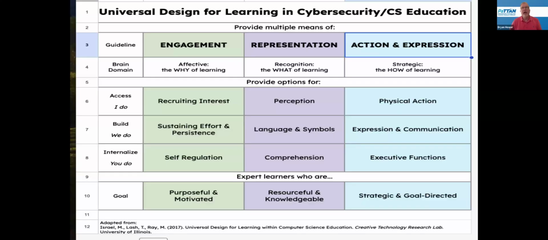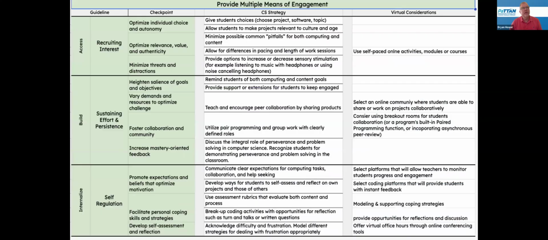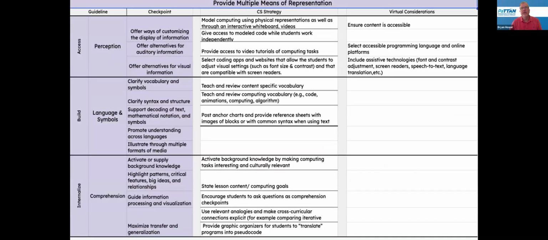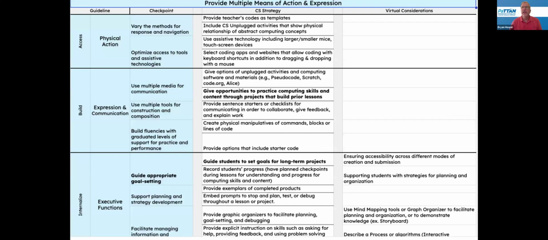So here we have a chart that I have in the resources that we adapted from the University of Illinois. We made it for CS, but I also think it ties into our cybersecurity education. We took this universal design and broke it up and gave ideas and strategies, CS strategies and virtual considerations, because we built this during the virtual time, and how to hit each of these different levels. This is a resource you can use in your classrooms, and it is in the resources in the course as well.